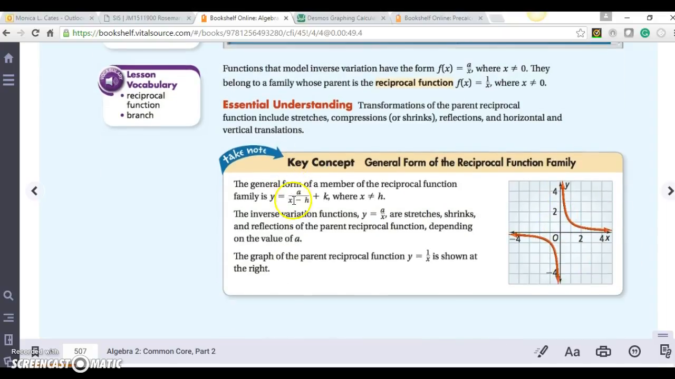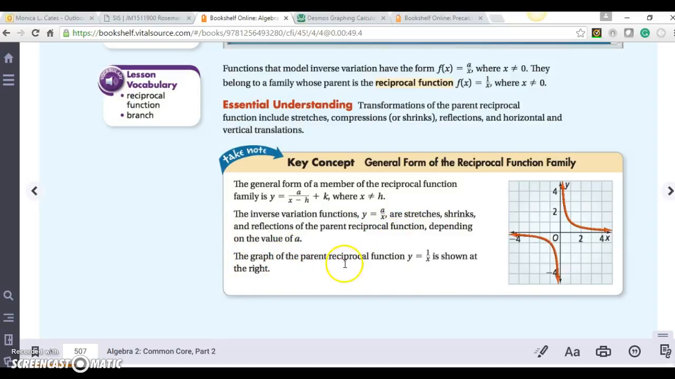The general form of a member of the reciprocal function family is y equals a over x minus h, plus k, where x cannot equal h. And the reason that it cannot equal h is because if it equals h, that means it's 0, and we can't have 0 in the denominator. So the inverse variation functions, y equals a over x, are stretches, shrinks, and reflections of the parent reciprocal function, depending on the value of a.